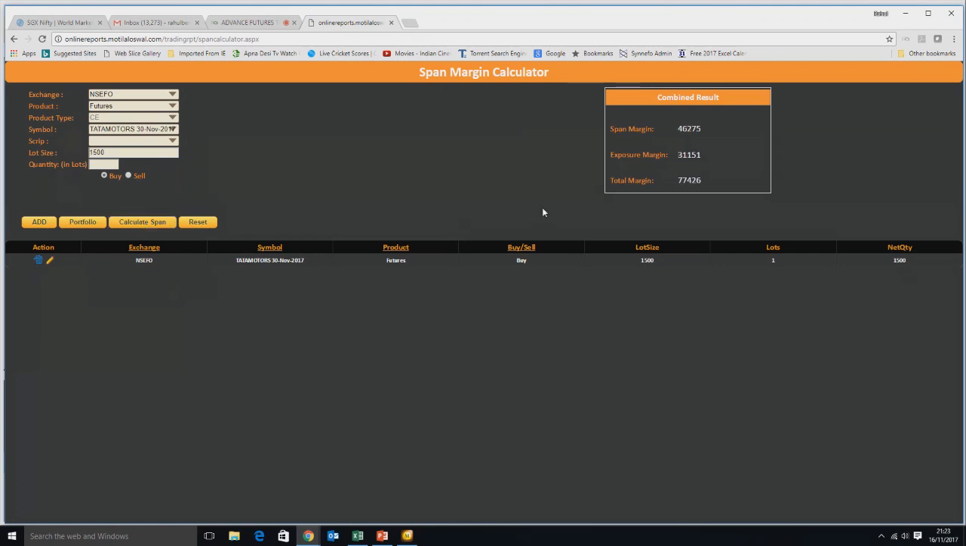So to buy or sell one future of Tata Motors, the span margin, the requirement by the exchange is 46,275 and the exposure margin is 31,151. So in total, you need to have 77,426 in your account to buy or sell one Tata Motors future.